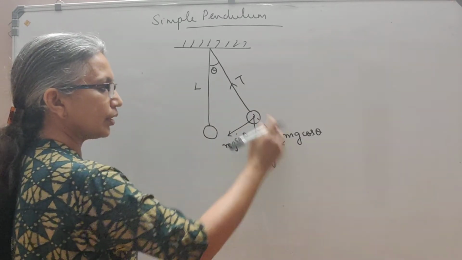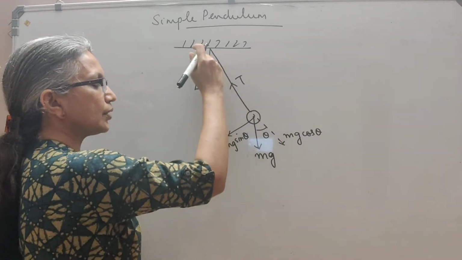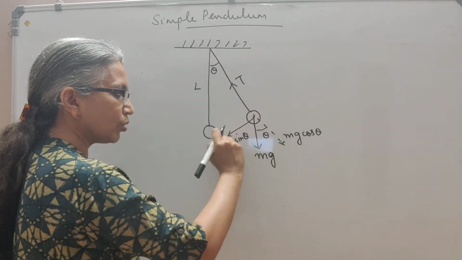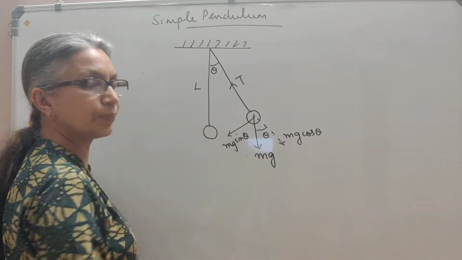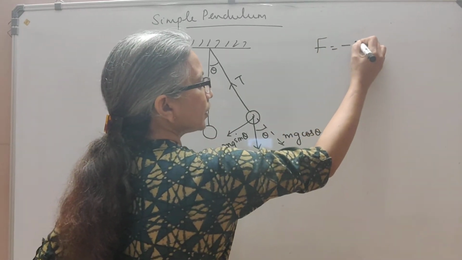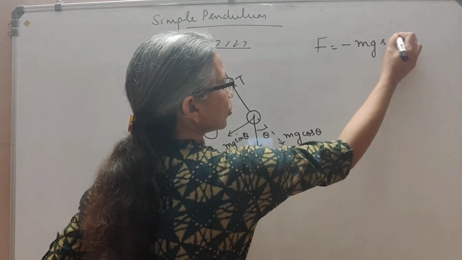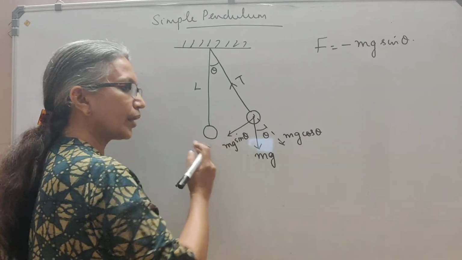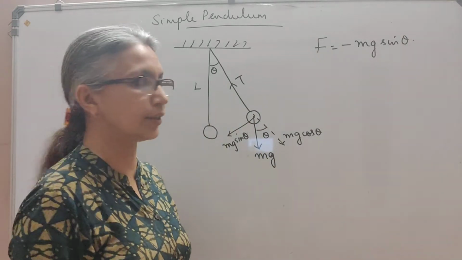Now from here it is clear that this mg cos theta is actually balancing the tension, whereas mg sin theta is the restoring force that is going to bring it back to the mean position. So the restoring force here is minus mg sin theta, because as theta increases, it is going to act in the opposite direction to decrease theta.